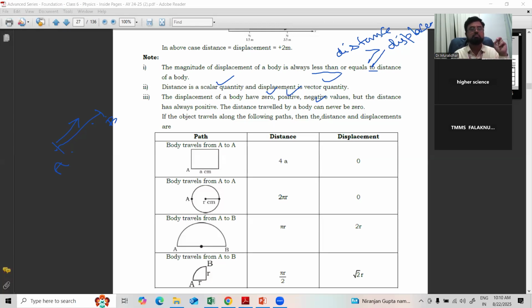Right? So if the object is traveling along the following paths, these are mathematical shapes. In such cases, what is the distance and what is the displacement is given here. You can see here.